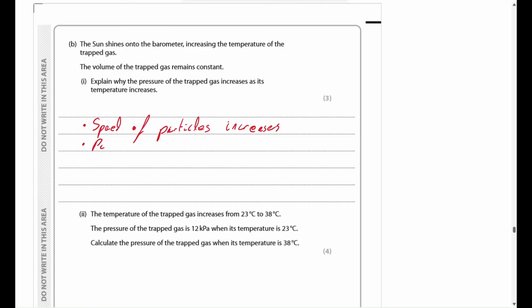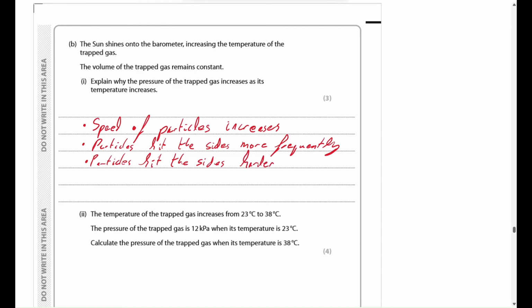What does this mean? It means that they are having more collisions with the sides. They hit the sides more frequently because they're going faster, and these collisions are also harder. So they're having more collisions, hitting the sides more frequently, and hitting harder. Overall, what do both of those things mean? It means that the force goes up. We know that pressure is equal to force divided by area. So if force goes up, then pressure goes up.